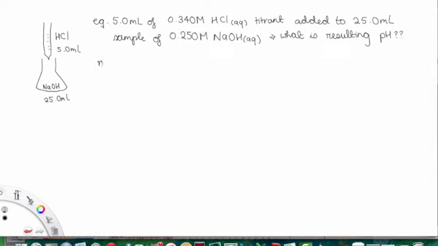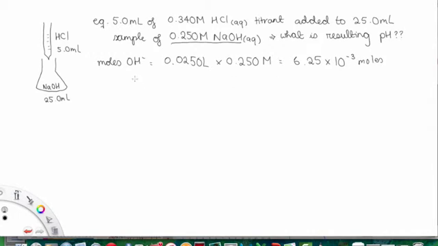So first let's figure out the moles of OH minus. This is going to be from the molarity of the sodium hydroxide as well as the volume. So we have 0.0250 liters, since we have 25 milliliters, multiplied by 0.250 molar. This gives us 6.25 times 10 to the power of -3 moles. Remember, the reason why we can do this calculation is because molarity is moles per liter. So we're just solving for moles right now.